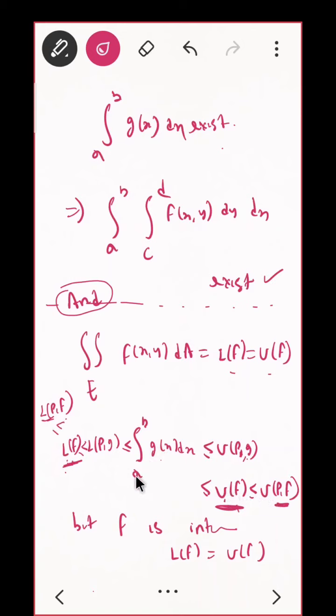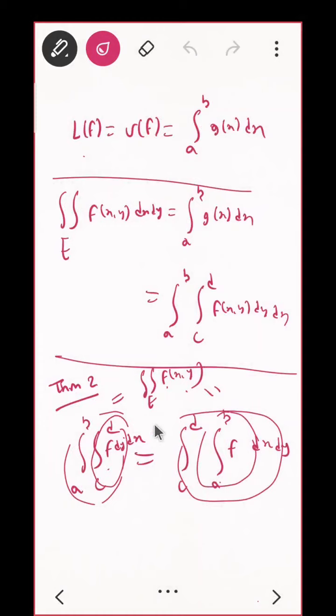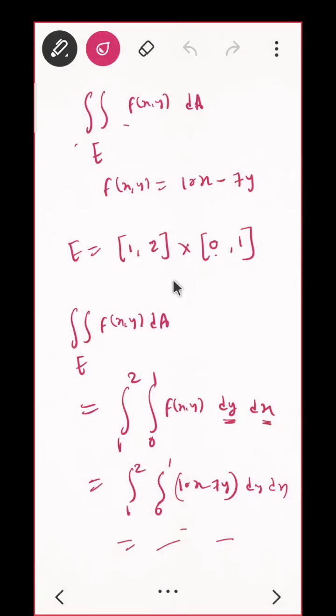Correct. And what is your integration over E of g of x? This is Lp1g and Up1g. Since Lf equals Uf, that must be equal to the inner integral. So Lf equals Uf equals the integration a to b g of x dx. That is the same as this one. Correct. The next thing to prove is that this can be exchanged if they are over a rectangle.